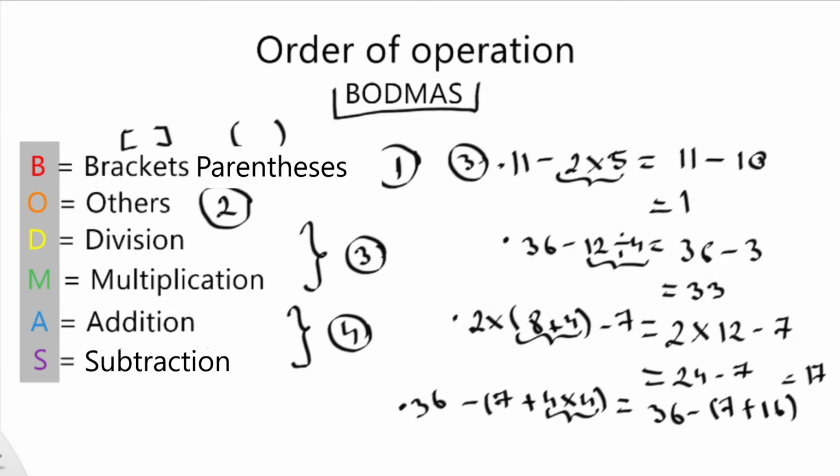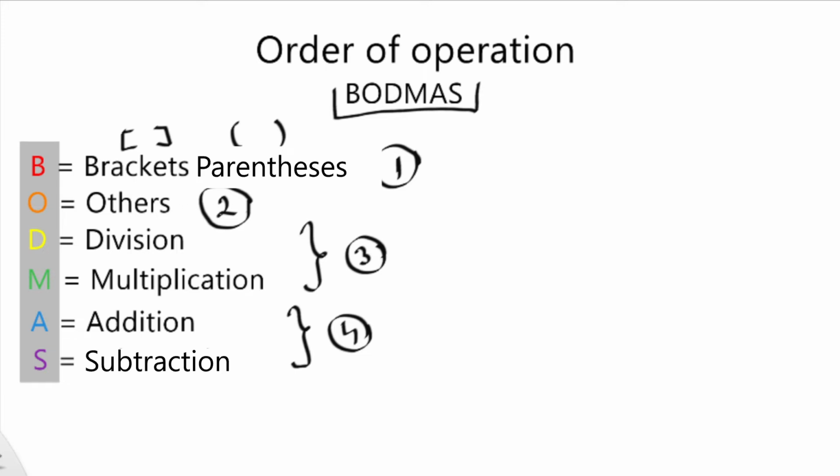Again, we are looking at the rules. Do you have a bracket? Yes. So we're going to do that first. 36 minus 7 plus 16, which gives us 23. And now the final answer is 13.